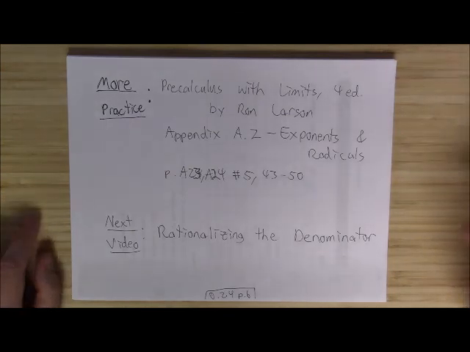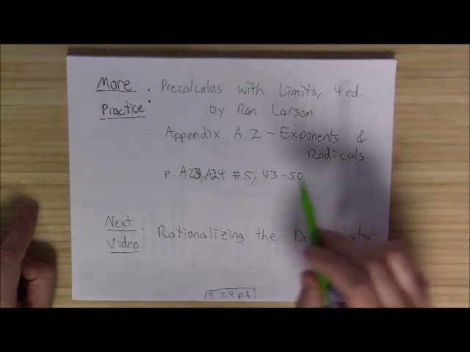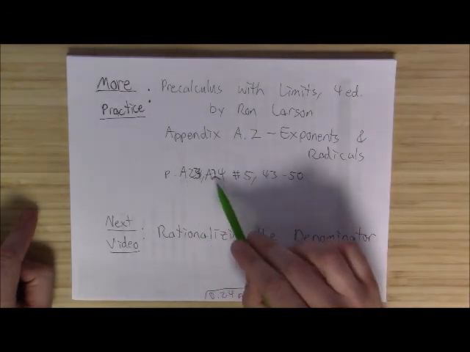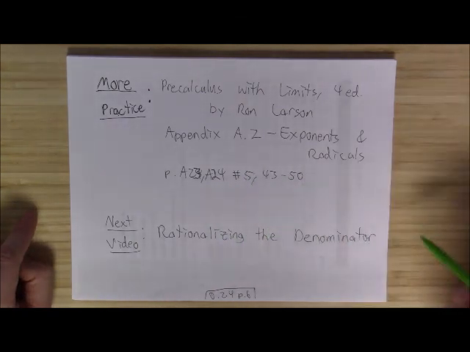For practice with regards to simplifying radical expressions, be sure to look at pages A23 and A24 of the textbook, problems number 5, 43 through 50. And in our next video, we'll talk about rationalizing a denominator.